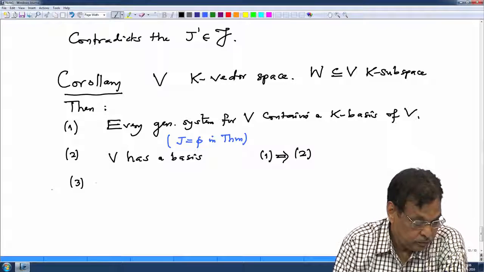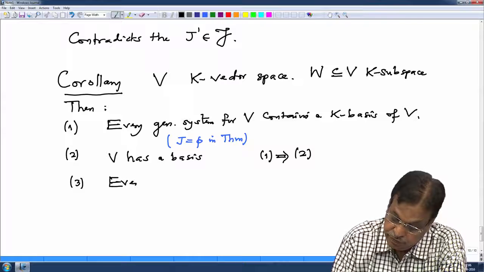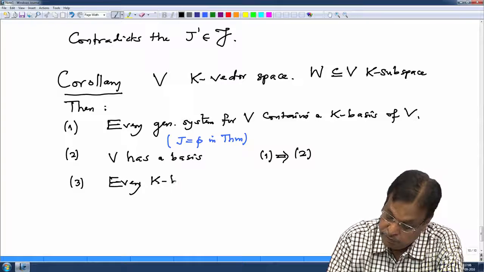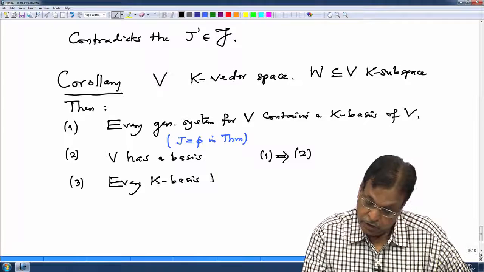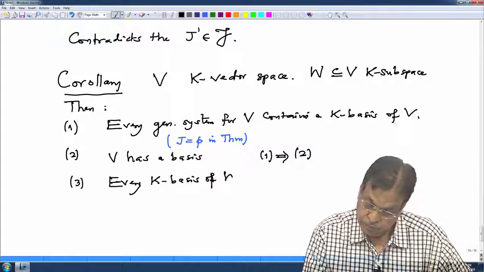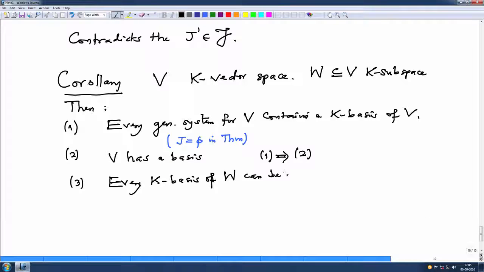Third one: every K basis of W can be extended to a K basis of V. Because a K basis of W is a linearly independent family of W, but if it is a linearly independent family of W, it is linearly independent in V also. So apply again the theorem to this.